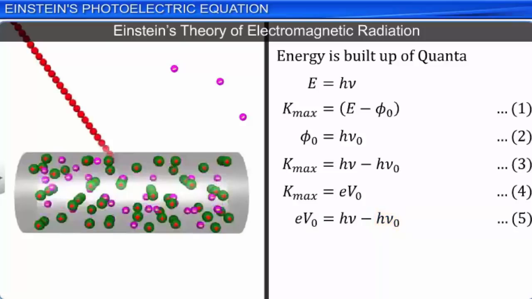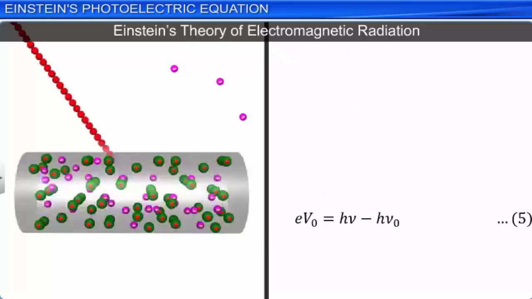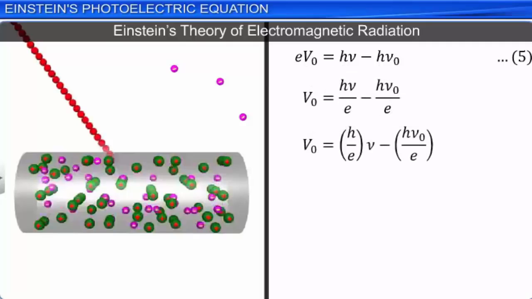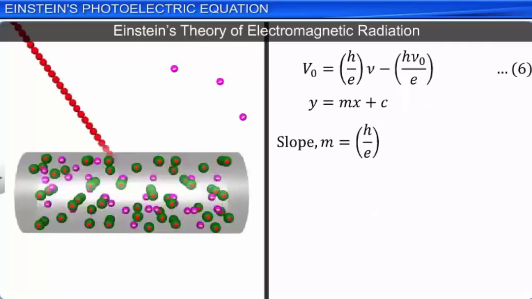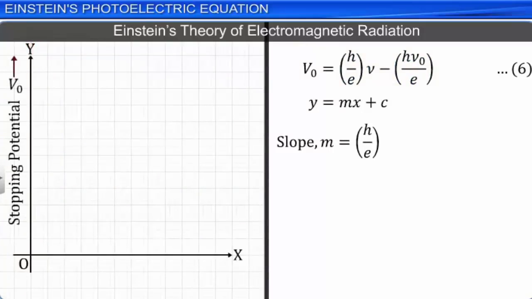However, the stopping potential V0 is independent of the intensity of the incident radiation, similar to the maximum kinetic energy. On rearranging the terms in equation 5 as shown, we get equation 6 as shown. Equation 6 is similar to the equation of a straight line, y equal to mx plus c, where the slope m of the graph is equal to h by e. From equation 6, as stopping potential V0 varies in a linear fashion with the incident frequency nu, a graph drawn between the stopping potential V0 taken on the y-axis and the frequency of the incident radiation taken on the x-axis is a straight line.